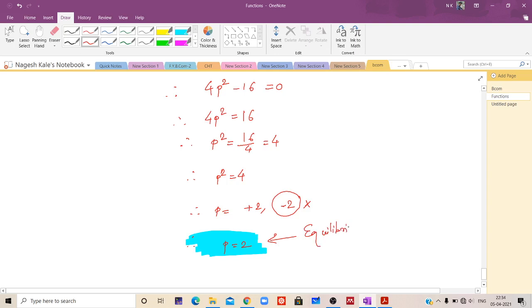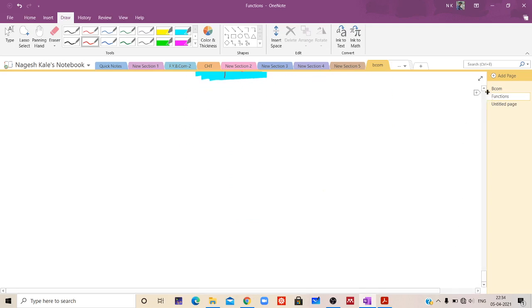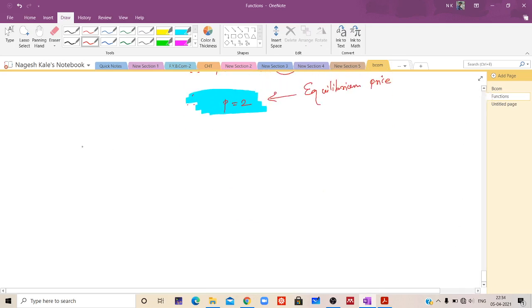Okay, equilibrium price. Now I want to find out the break even point, or rather the equilibrium point. But for that I know the price. I know that demand and supply will be equal at this price. So either you find demand or you find supply, depends on you. So let me find the supply at p equal to 2. What will be the supply at p equal to 2?